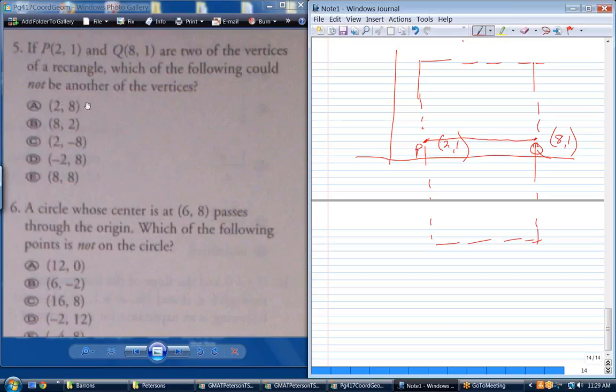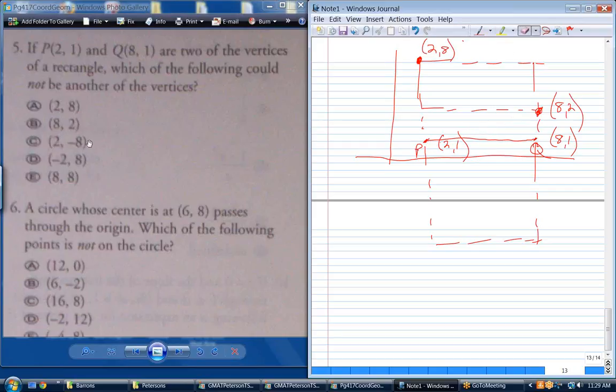So let's see. Could 2 comma 8 be another vertex? Okay, how about 8 comma 2? No. Well, it could. Yeah, it could. In other words, the rectangle could be like that. It could be this rectangle here.